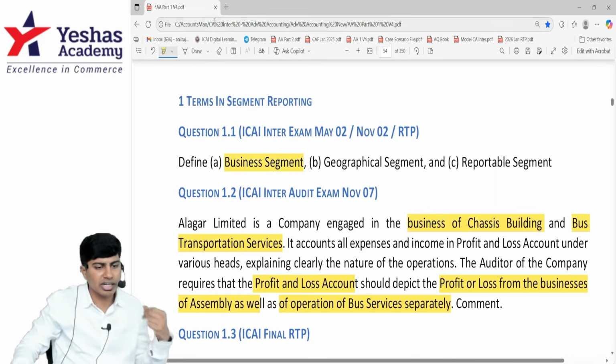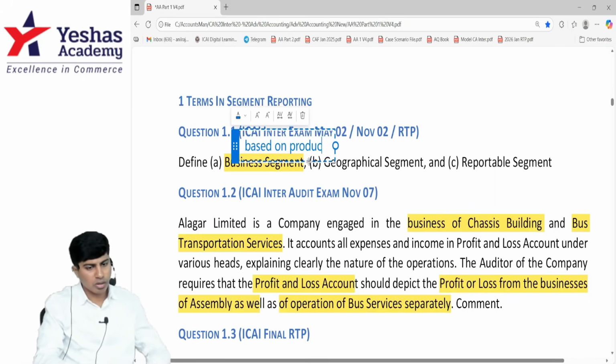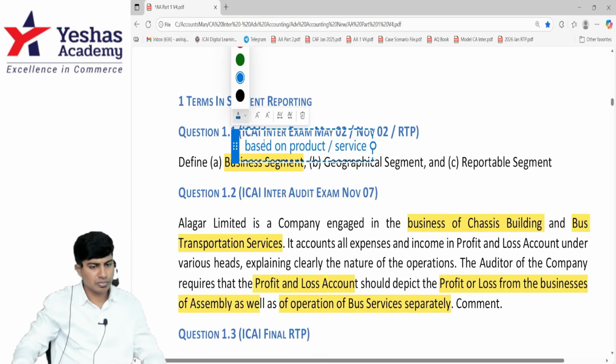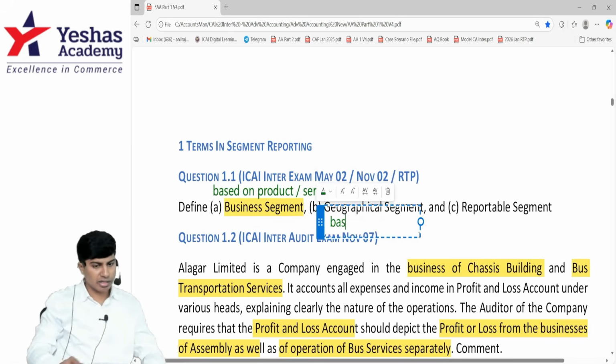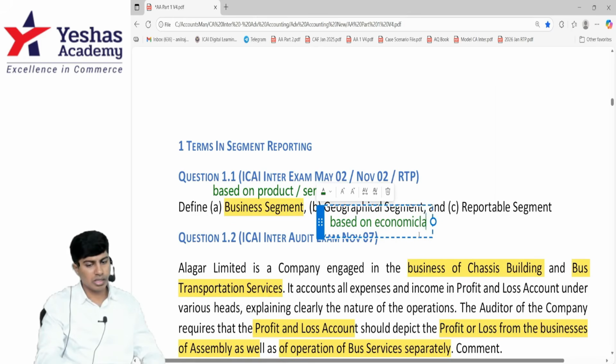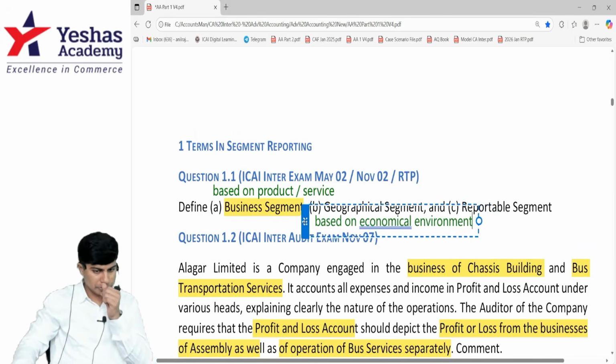For a business segment, what is a short answer? Based on product or service. Geographical segment: based on economic environment.